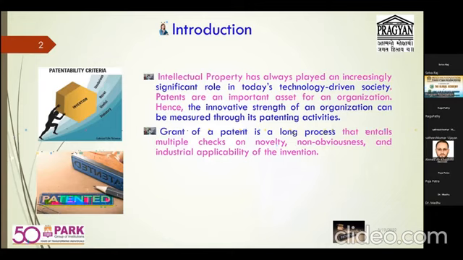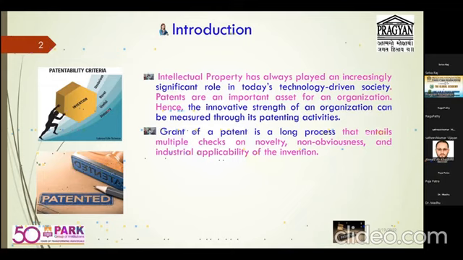When we talk about patents, they are a very valuable asset for any organization, especially academically. Any faculty wants to have a patent, because only then will the organization recognize the faculty for it. It is a very important activity, and also a strength of an organization, which can be measured through its patent activities.